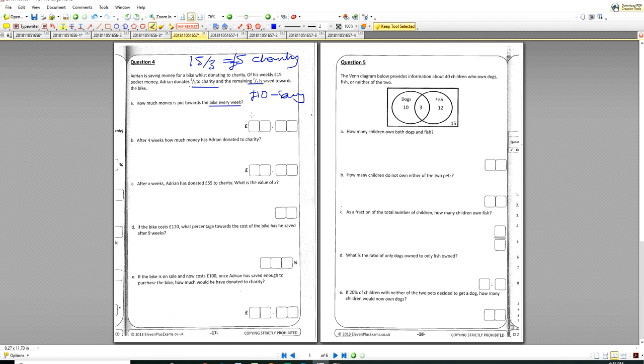So how much money is put towards the bike every week? We just worked that out just right now. It's £10. Okay. After 4 weeks, how much money has he given to charity?